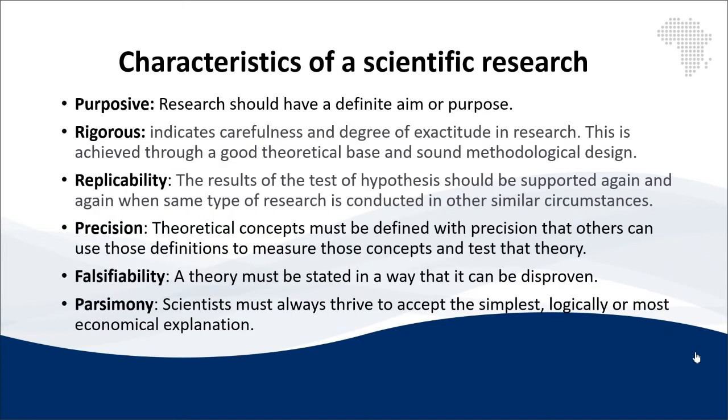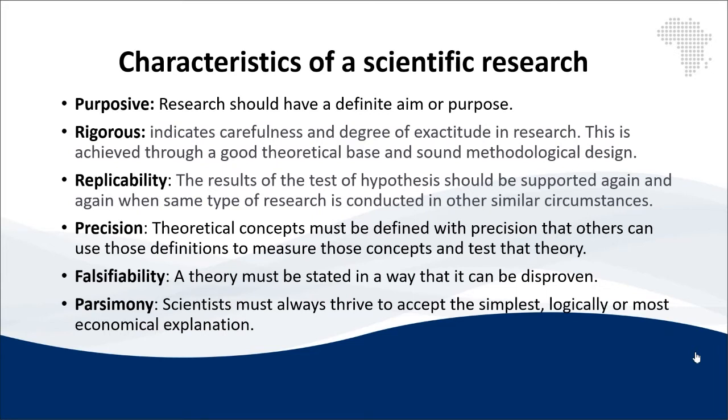The characteristics of research. Research has a purpose. It's purposive. That is, research should have a definite aim or purpose. So when we engage in research, it's not just so that we can finish our academics. There is a particular purpose why we engage, so that we can accomplish and realize our objectives. Research is rigorous. It indicates carefulness and a degree of exactitude in research. This is achieved through a good theoretical base and sound methodological design.